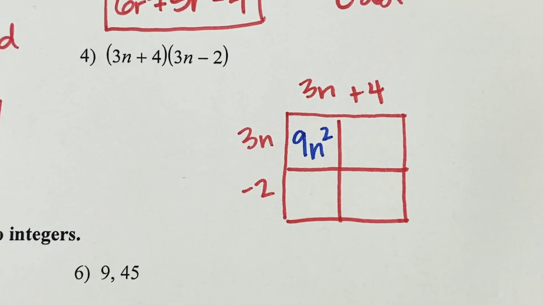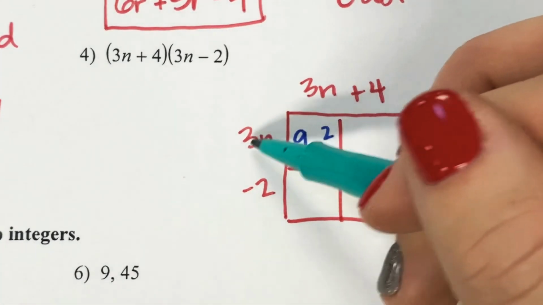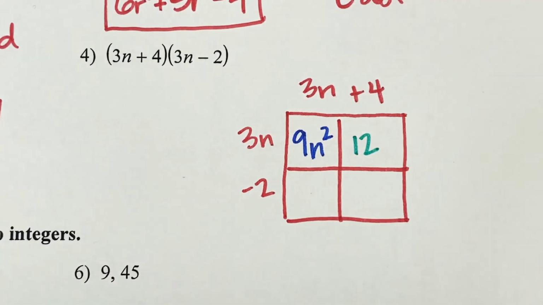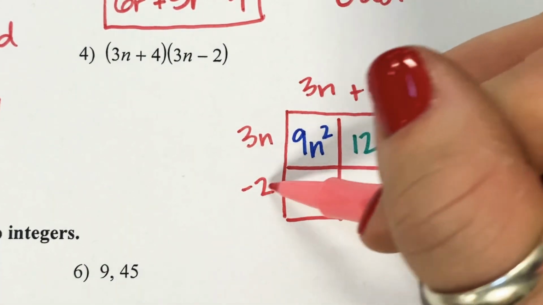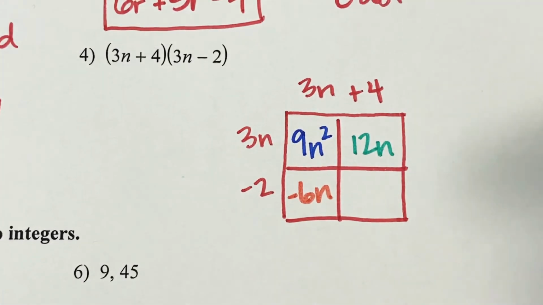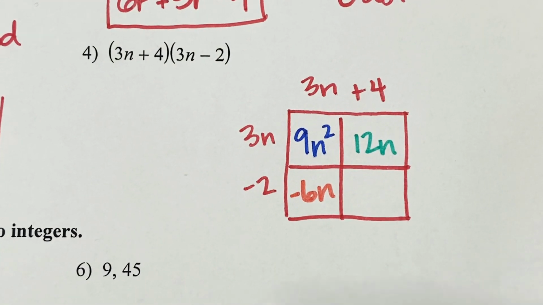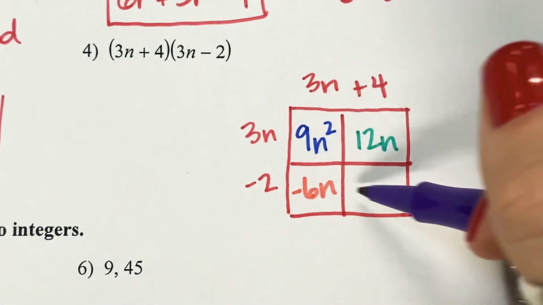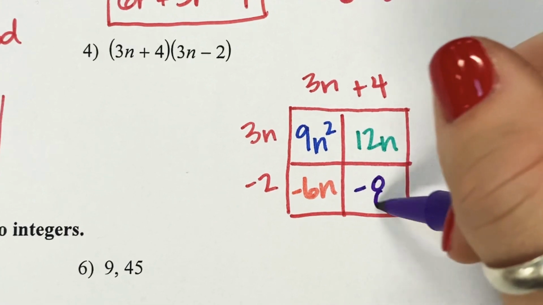Okay, now I have my next box, 4 times 3n. So 3 times 4 gives me 12, 1 n right there, so 12n. Next box, -2 times 3n. -2 times 3 is going to give me -6 with 1 n right there. And finally, we have 4 times -2. So negative times a positive gives me a negative. 4 times 2 is 8.